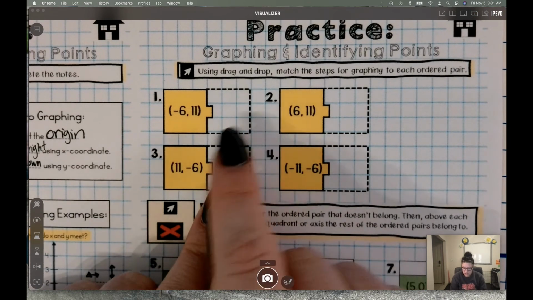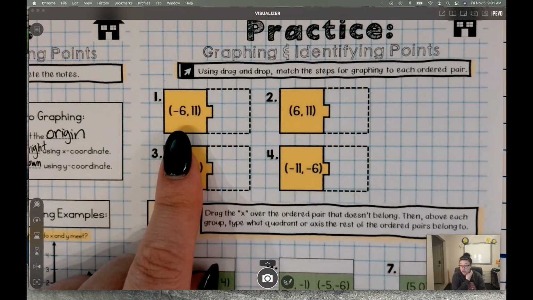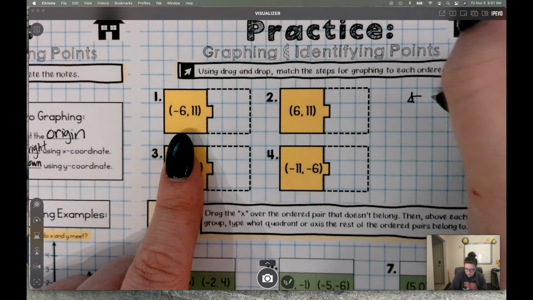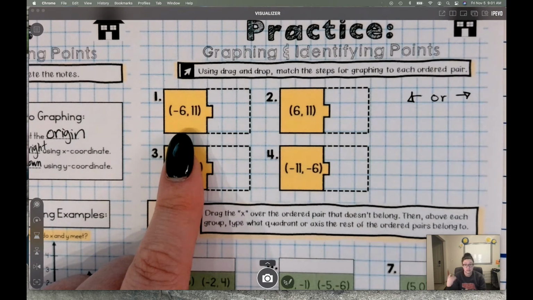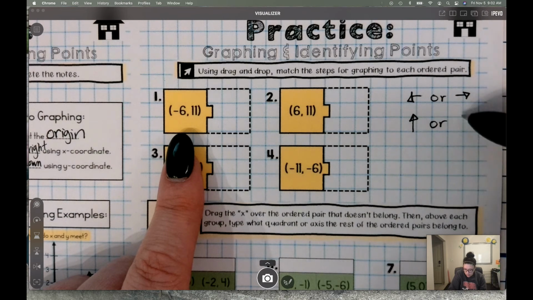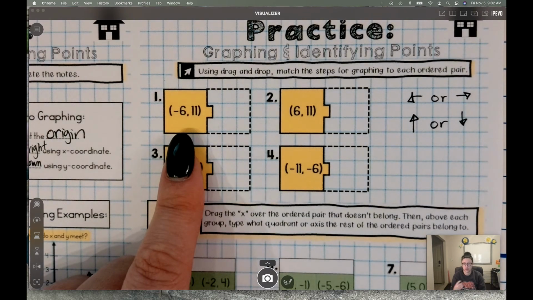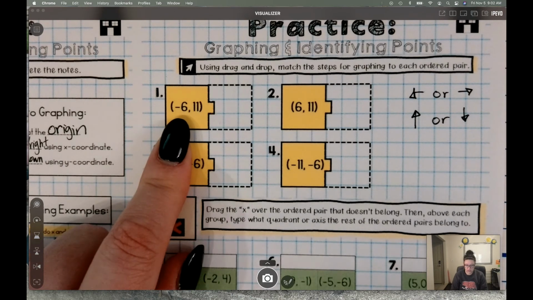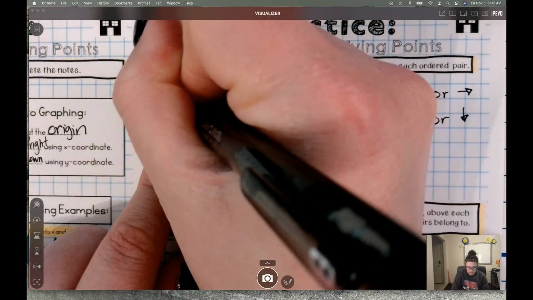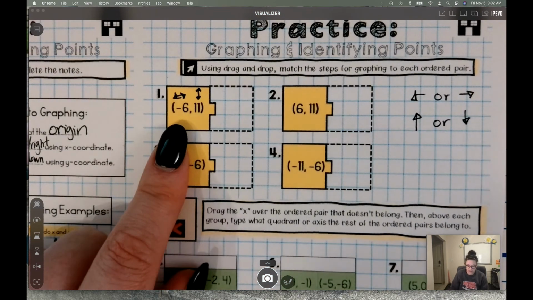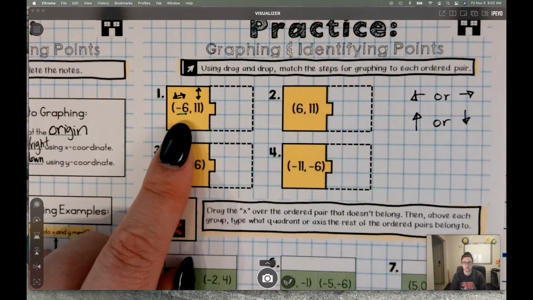Up here, it wants us to match the steps to graphing each ordered pair. So we're going to want to be thinking to ourselves, first, are we going to the left or to the right? And how do we know? Then, how far up or how far down are we going to go to put our dot? In our first one, we go side to side before we go up and down. So my first number is a -6.